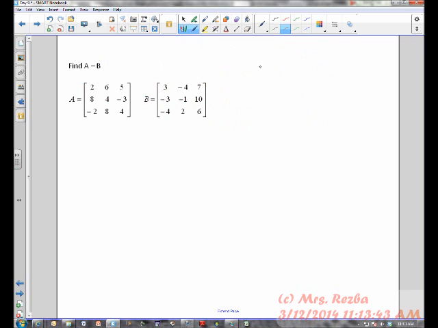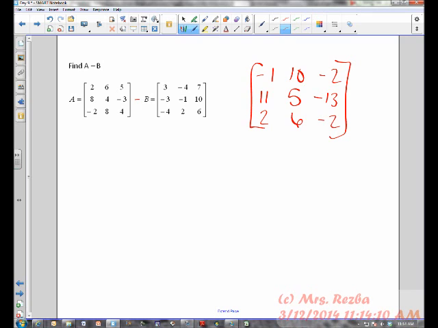Let's try A minus B. Same thing again, you go spot by spot. So we're doing A minus B. 2 minus 3, -1. 6 minus -4, 10. 5 minus 7, -2. 8 minus -3, 11. 4 minus -1, 5. -3 minus 10, -13. -2 minus -4, 2. 8 minus 2, 6. 4 minus 6, -2. So there's our A minus B matrix.